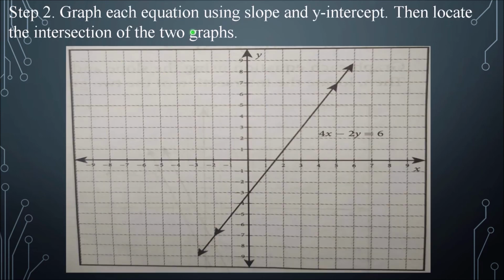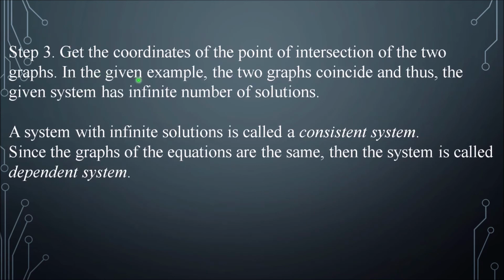Graph each equation using slope and y-intercept and locate the intersection of the two graphs. So as you can see, this is 4x minus 2y equals 6. So the graphs are overlapping. So the graphs are also coinciding. Get the coordinates of the point of intersection of the two graphs. In the given example, the two graphs coincide, and thus the given system has infinite number of solutions.